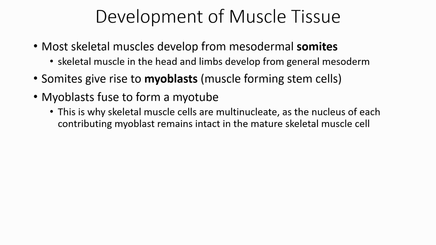The myoblasts are going to fuse to form a myotube, and this is where we get the multiple nuclei in the skeletal muscle cells, because a bunch of these stem cells, each one that has their own nucleus, are fusing together. And so they're all bringing their own nucleus to the table. We end up with multiple nuclei inside the cell, right? So that's the reason why we see that.